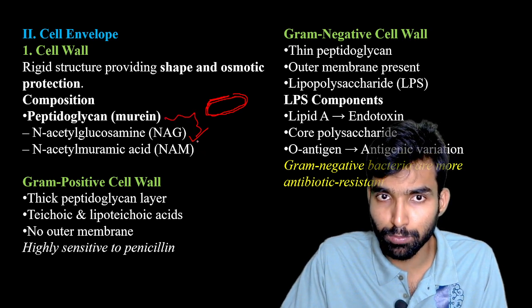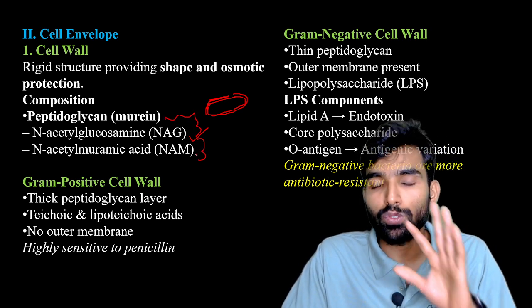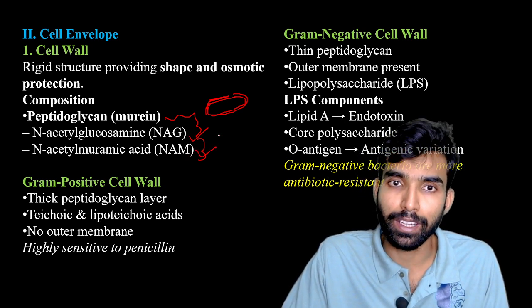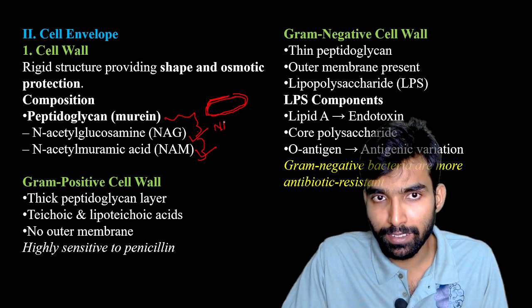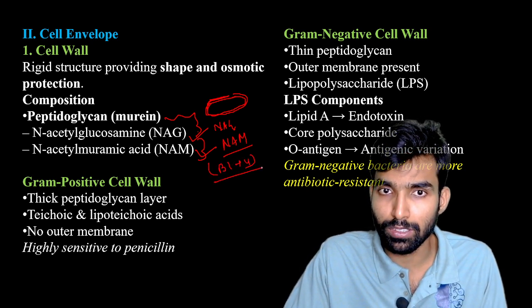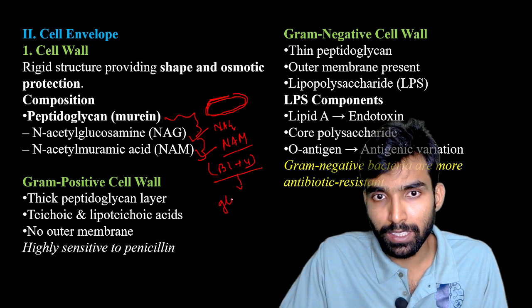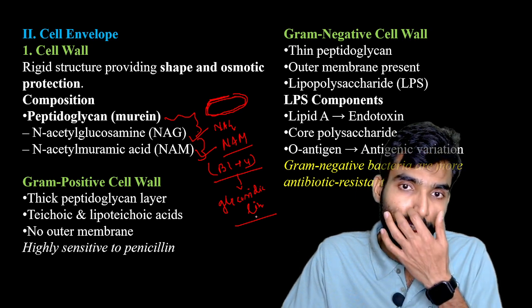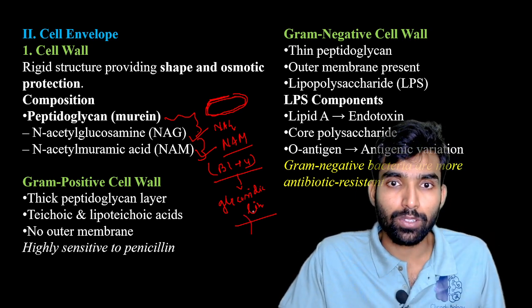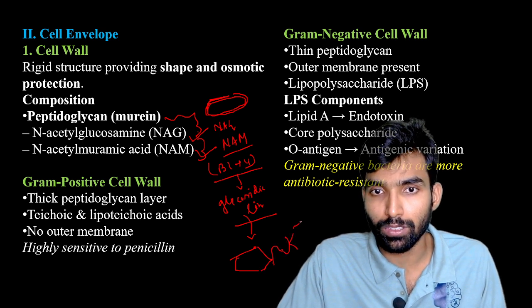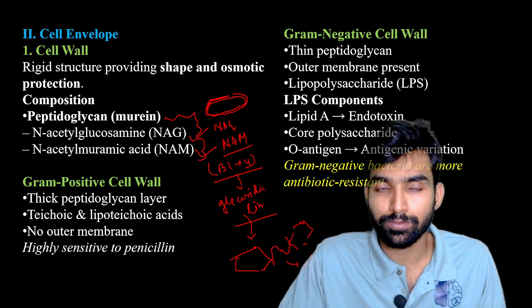Peptidoglycan is composed of two sugar moieties: one is N-acetyl glucosamine and the other is N-acetyl muramic acid. N-acetyl glucosamine is NAG, and NAM means N-acetyl muramic acid. Those are connected through beta-1,4 glycosidic linkage. Please note that. I hope you know the role of a glycosidic linkage. It just connects two sugar molecules and releases a water molecule. That's the glycosidic bond.